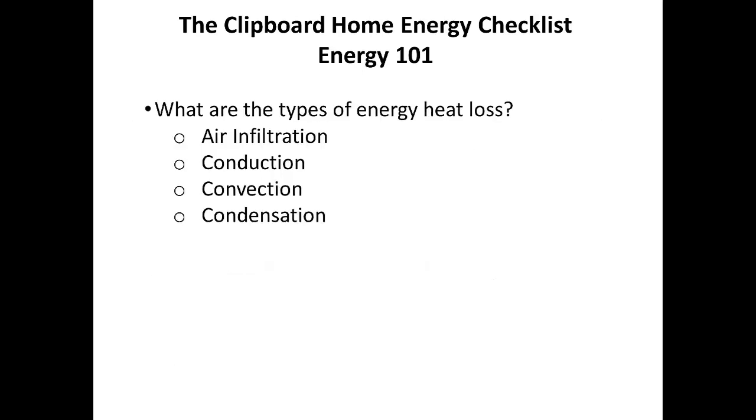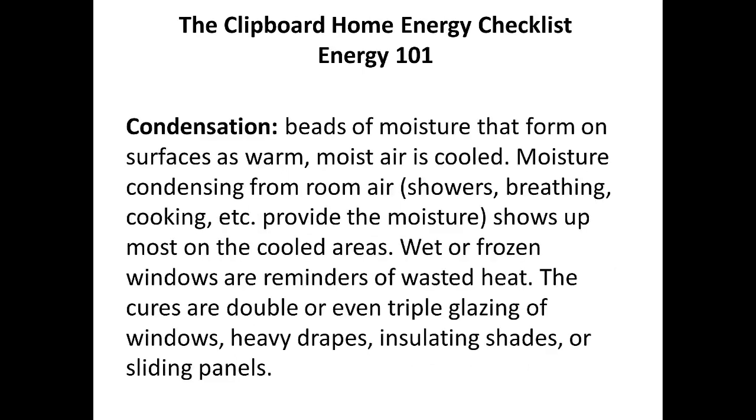Another type of energy loss or heat loss has to do with condensation. And you'll see beads of condensation that form on a cold surface, and if there's enough moisture in the air, when it touches that colder surface, it can no longer hold that moisture, and so it forms little beads of condensation on that cold surface. And so that's another way that we can lose our heat.